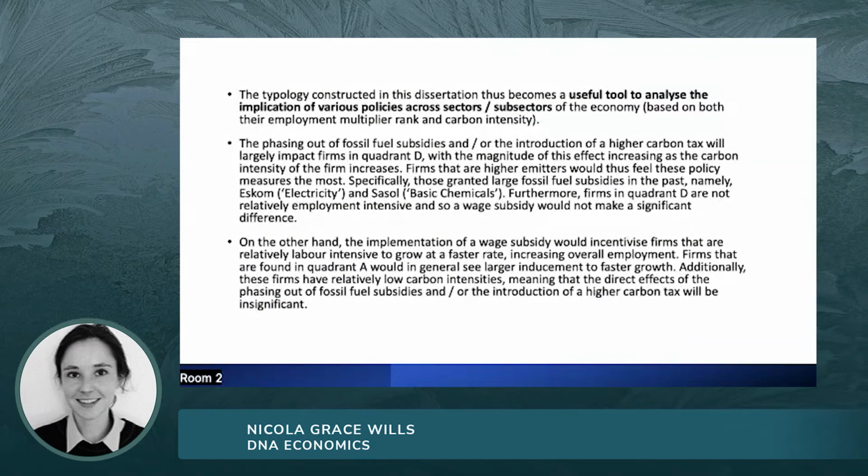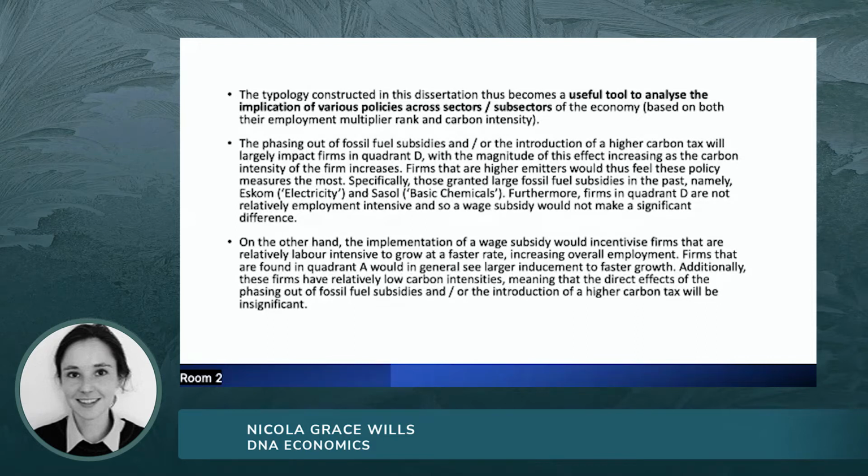So the typology becomes quite useful in looking at policy in particular. Looking at your phasing out of fossil fuels, the subsidies, as well as a higher carbon tax, you can see that quadrant D, where there are high carbon emissions, would see more of an effect on the cost base. Specifically, companies that have been granted large fossil fuel subsidies are Eskom and Sasol. A wage subsidy wouldn't really affect them because they have low employment intensity, so it's not going to do much there. On the other hand, a wage subsidy would incentivize firms that are relatively labor intensive, so those in A and B to some extent as well, to induce them into faster growth.